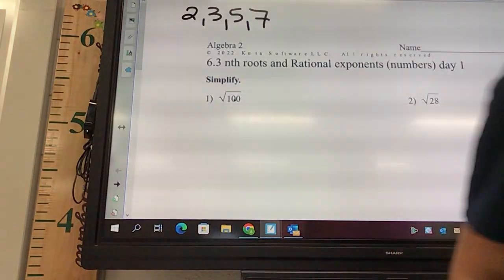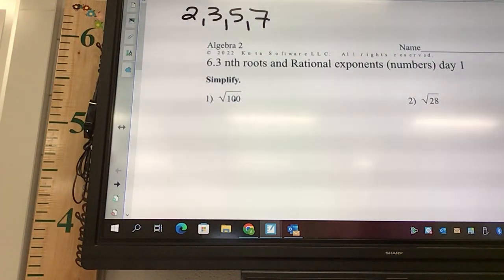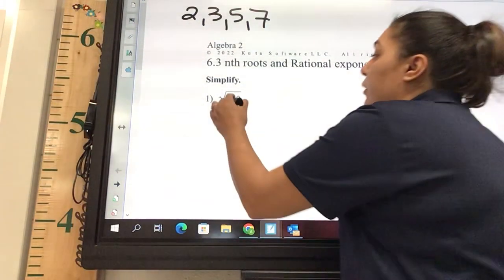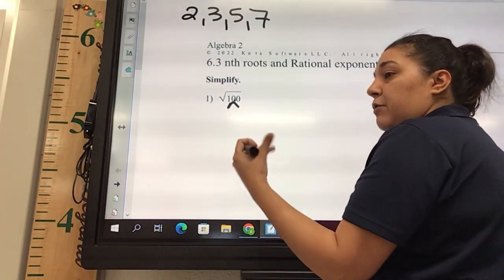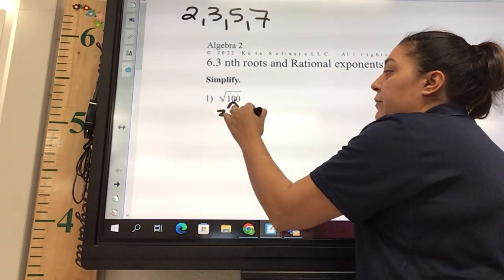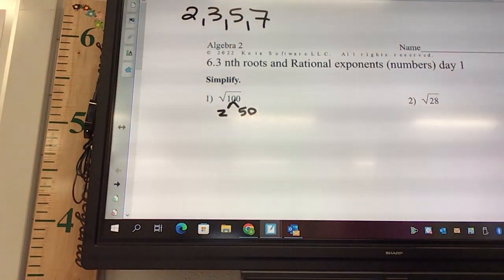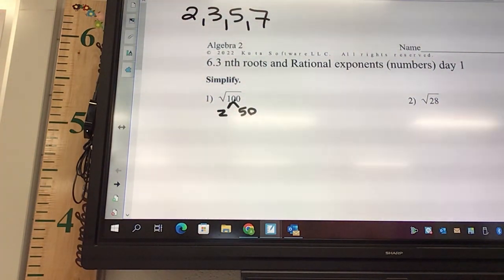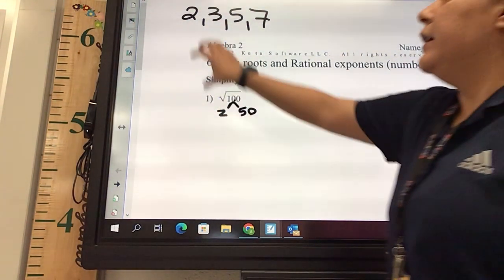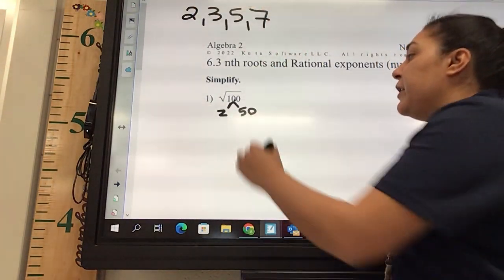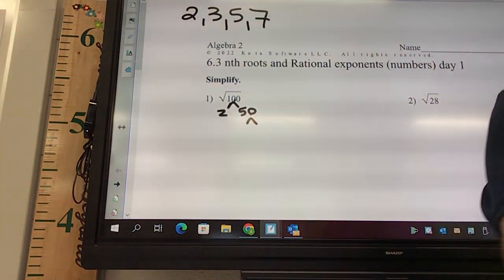By 2. Does that work? Do you get a whole number on your calculator? Yes, you get 50. So we're going to draw a little tree branch and we're going to say 2 and 50. The 2 cannot go any further because it's on our list, but the 50 can.